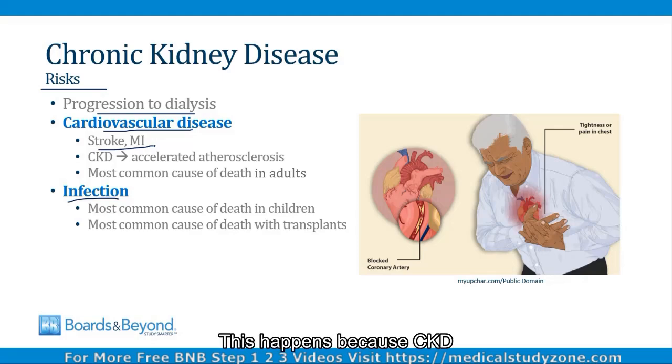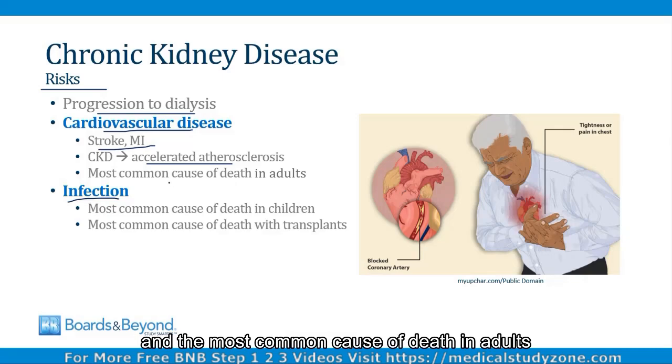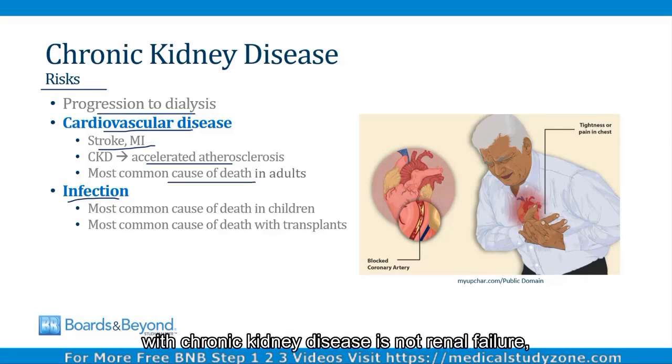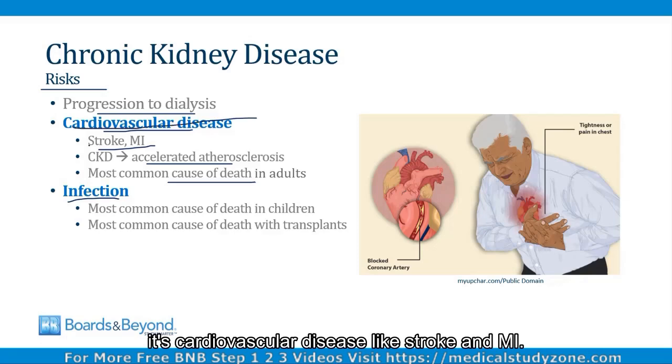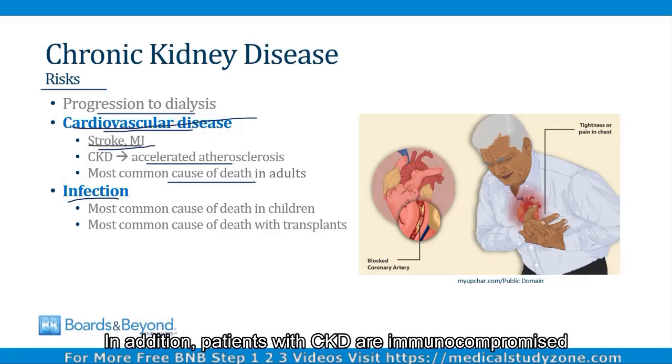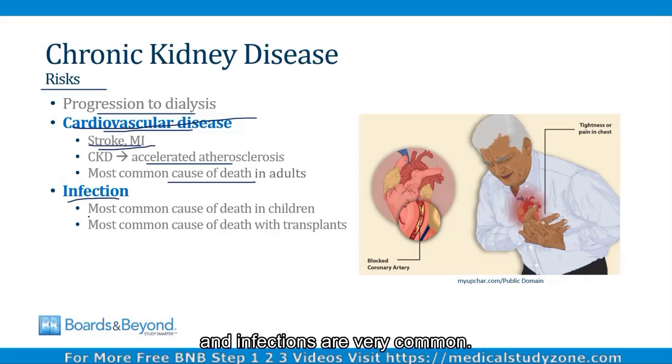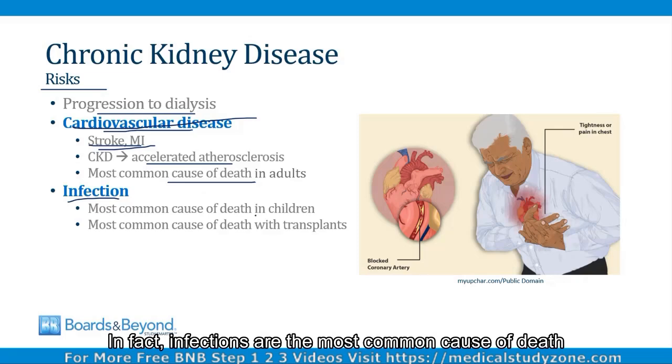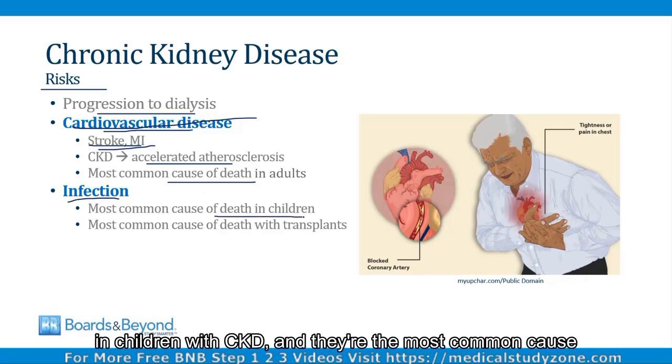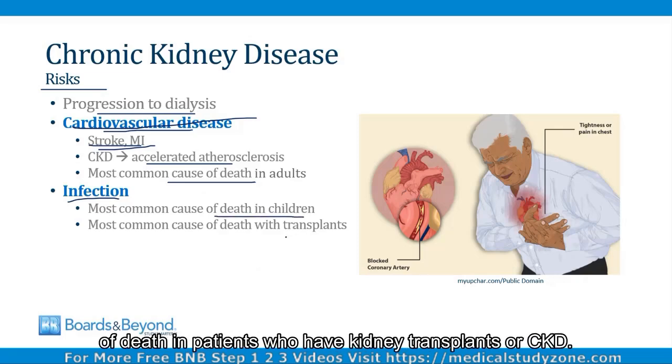This happens because CKD leads to accelerated atherosclerosis, and the most common cause of death in adults with chronic kidney disease is not renal failure, it's cardiovascular disease like stroke and MI. In addition, patients with CKD are immunocompromised, and infections are very common. In fact, infections are the most common cause of death in children with CKD, and they're the most common cause of death in patients who have kidney transplants for CKD.